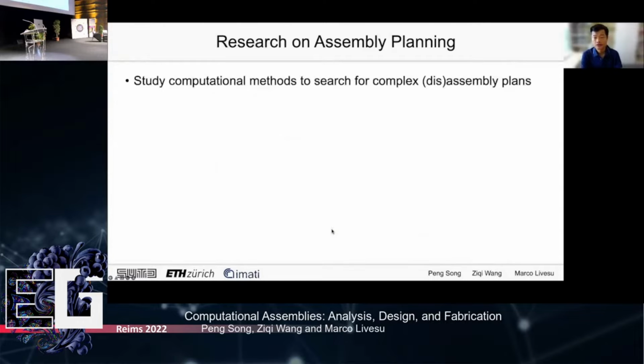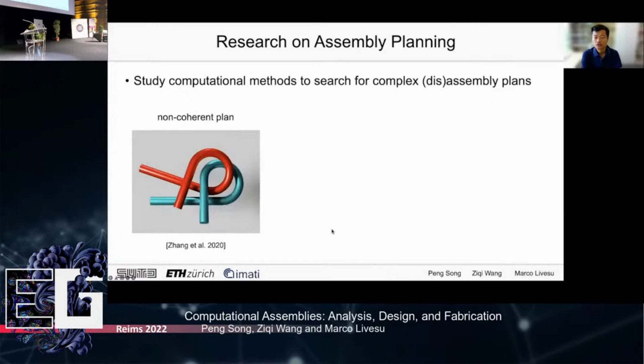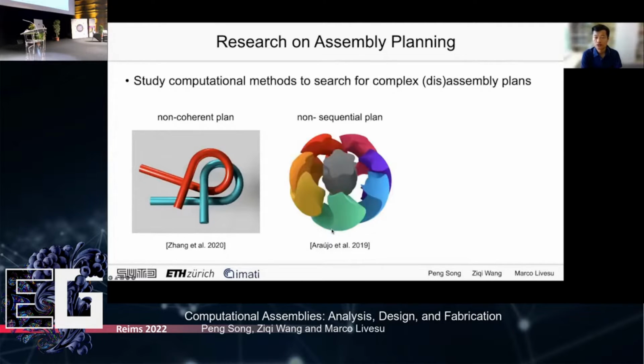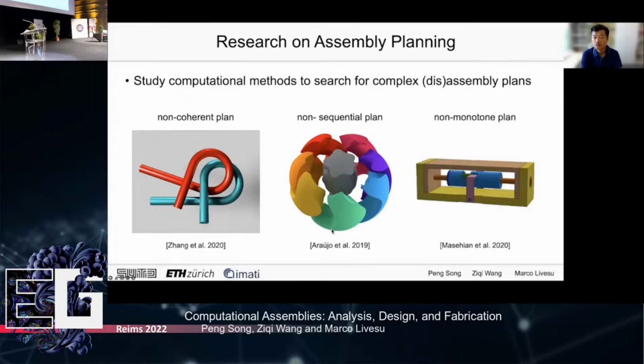In recent years, there is a rising interest in studying computational methods to search for complex disassembly plans. For example, search for a non-coherent plan with rigid motions to solve a disentanglement puzzle. Search for a non-sequential plan with simultaneous path motion to efficiently assemble a 3D printed object. And search for a non-monotone plan for assembling mechanical parts compactly put together in a limited internal space of a machine.